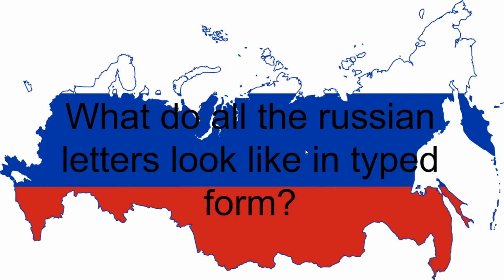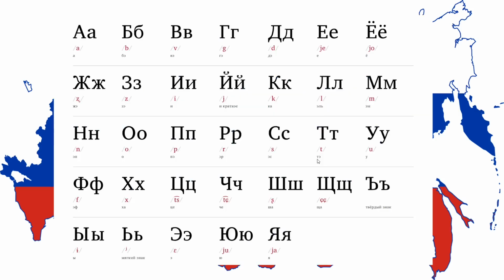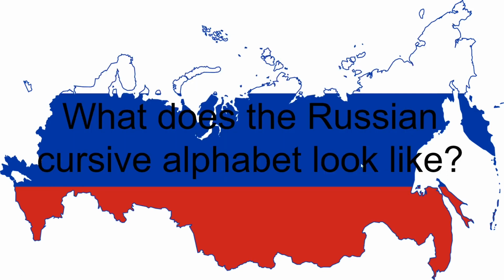So what do all the Russian letters look like in typed or printed form? Here's a little table here. You can pause the video if you want to learn how to write all these. There's also some handy little letters underneath the Russian letters that sort of tell you. I don't know if you can see it that clear. If you can't see it, just look up Russian alphabet on the internet. I'm sure you'll find an image which will give you sufficient imagery.